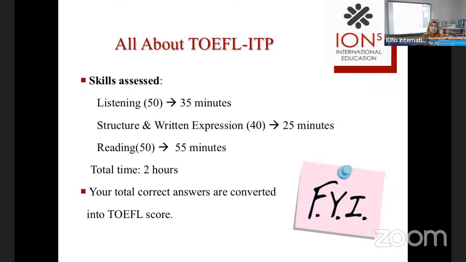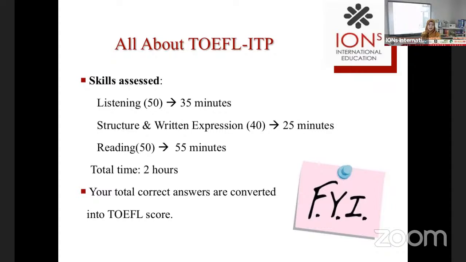Jadi setiap section berapa total betulnya, how many correct answers, and then those correct answers will be converted to the TOEFL score. Oke, nanti kalau sudah dikonversikan, sudah converted into the TOEFL scores, nanti akan dijumlahkan. Jadi section 1, section 2, and section 3, listening, structure, and reading, those converted scores will be what is that?